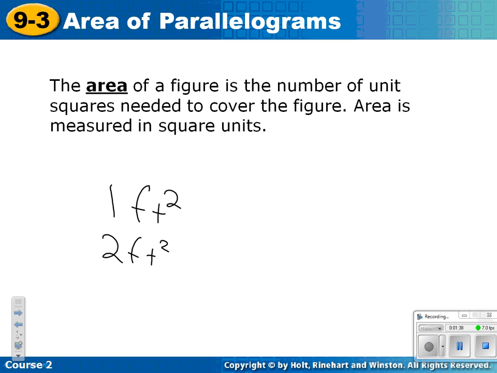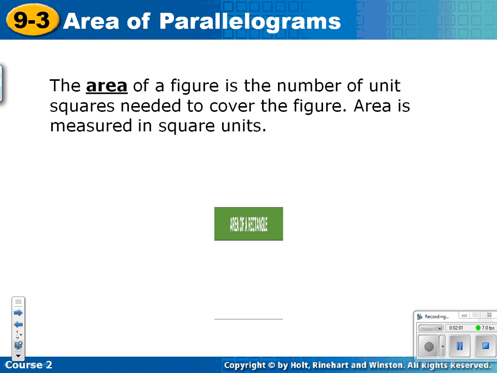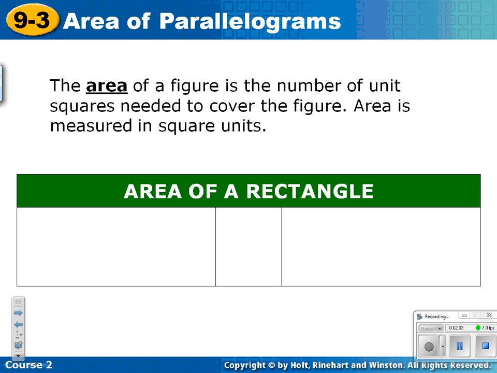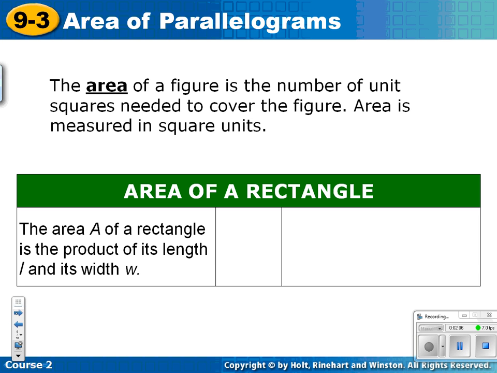Now, if you wanted to know how many tiles are in this rectangular room, you would count the number of tiles across, which is your length, and the number of tiles wide, and multiply them together, and you would have the number of square feet in this room. To find the area of a rectangle, here's your formula. A equals L times W. Area equals length times width.